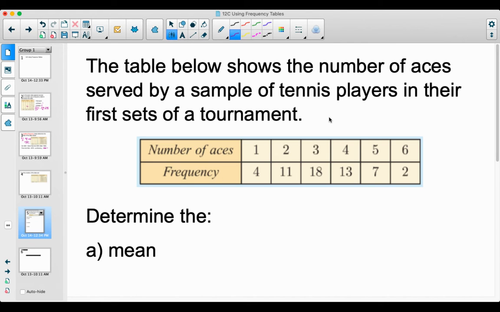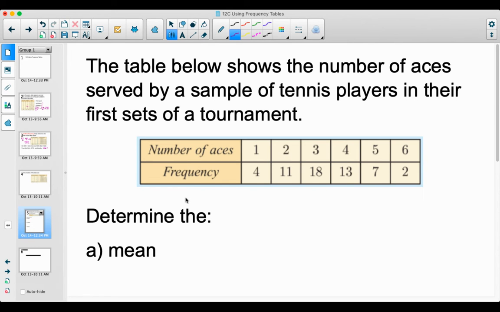So now let's try an example just from start to finish, all in one. So we have the number of serves by tennis players and within their first tournament, what that was. So one ace happened 4 times, two aces happened 11, et cetera, et cetera.